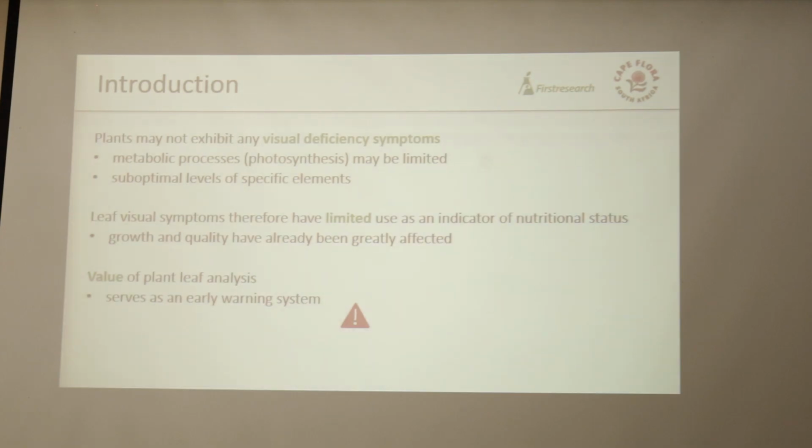Okay, so as I said previously, plants may not actually exhibit visual deficiencies, but they are already deficient. The nutrients might already be deficient. And that will already impact your growth in terms of either shoot length or the quality of the plants. It might impact your post-harvest quality, but it goes undetected. So also the value of doing a plant leaf analysis is that it acts as an early warning system. So if you do the analysis and you can see your levels aren't quite right, you can do something to ameliorate the situation before it becomes a problem.